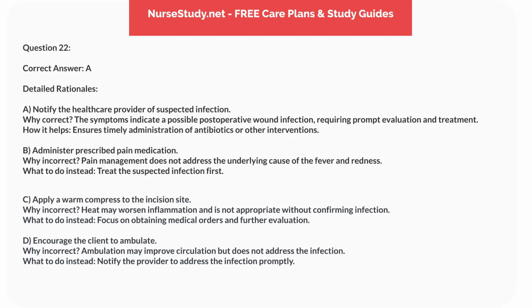C. Apply a warm compress to the incision site. Why incorrect? Heat may worsen inflammation and is not appropriate without confirming infection. What to do instead: focus on obtaining medical orders and further evaluation. D. Encourage the client to ambulate. Why incorrect? Ambulation may improve circulation but does not address the infection. What to do instead: notify the provider to address the infection promptly.